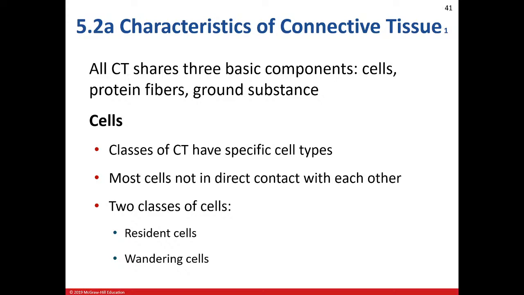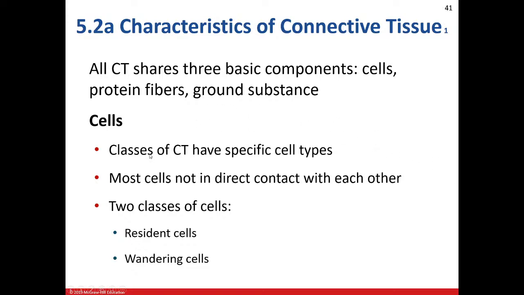So all connective tissue, by the way, we're moving on to connective tissue. That was it for epithelium. All connective tissue has three basic components: cells, protein fibers, and ground substance. So cells, we know what those are. Protein fibers are produced by the cells and they fill up the extracellular matrix. They fill up the space between cells. And then also in the extracellular matrix, you find ground substance, which is the kind of thick fluid surrounding the cells and in that interstitial space.